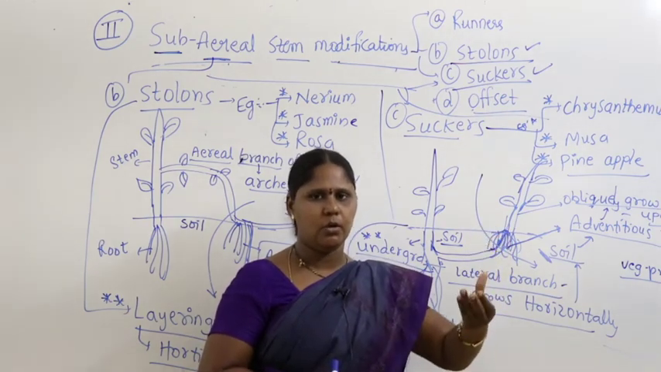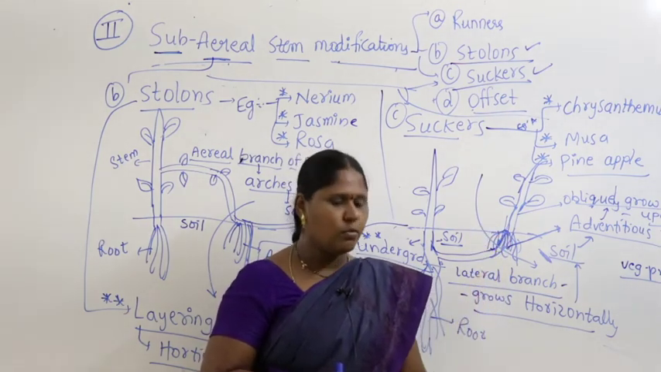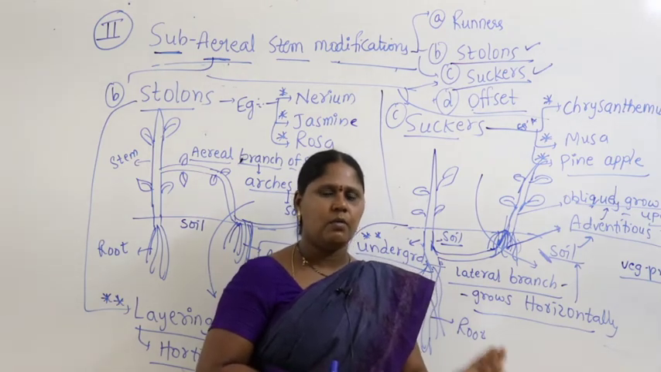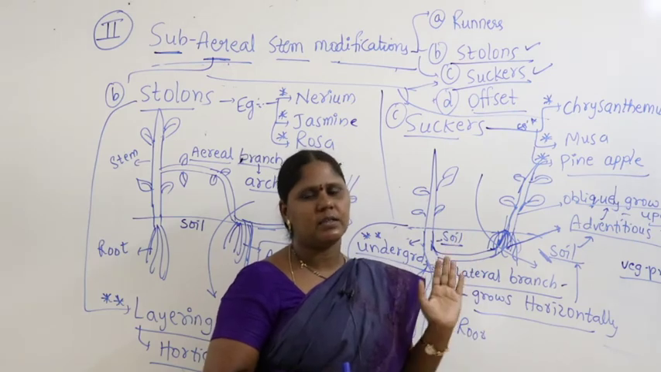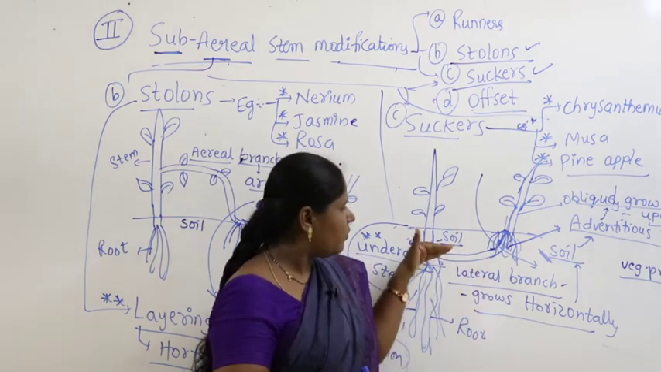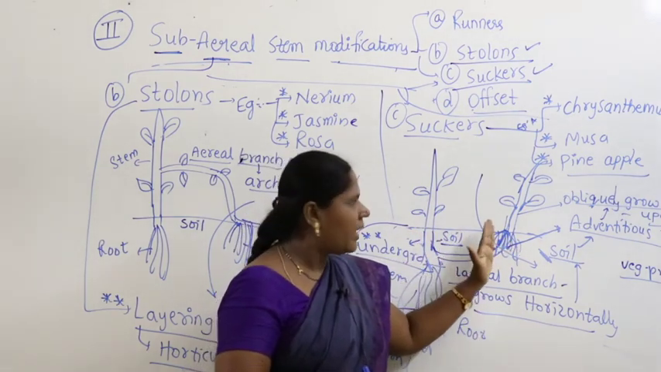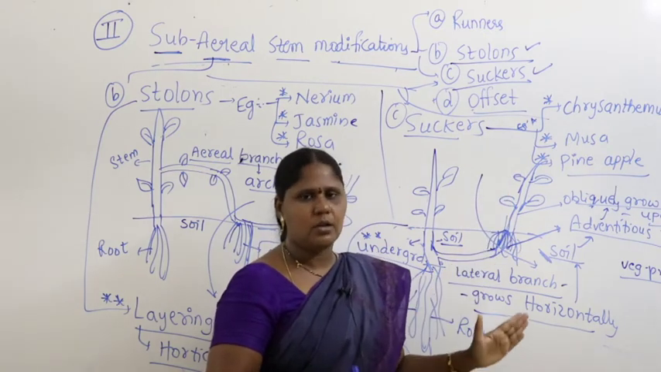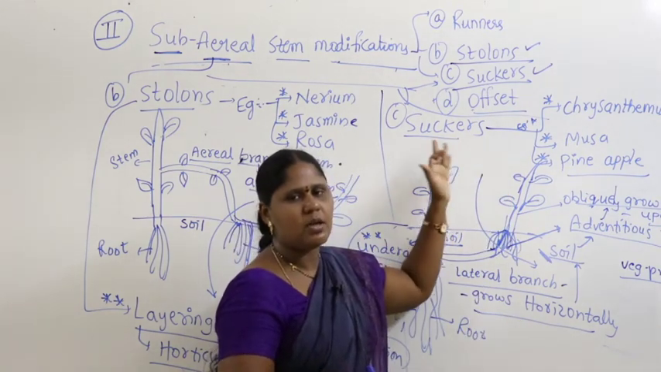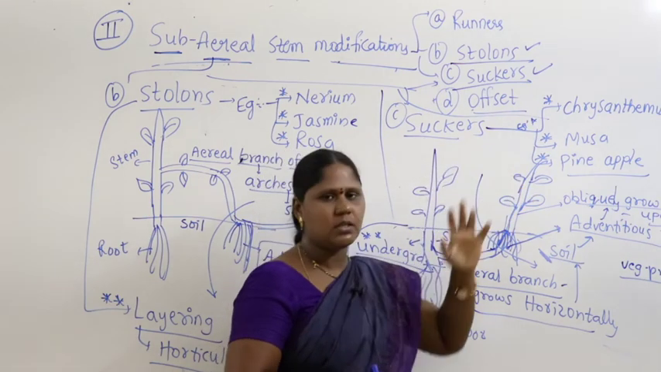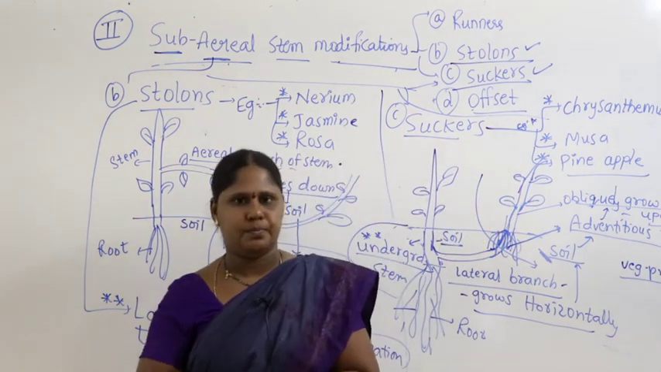Pilikalu, in Telugu we call them pilikalu, right? The small young plantlets will come. If you keep one banana plant, in a few years you can see so many banana plants come. It's all because a lateral branch will grow and develop into a new plant. So that type of subaerial stem is called a sucker. You find it even in the case of pineapple.